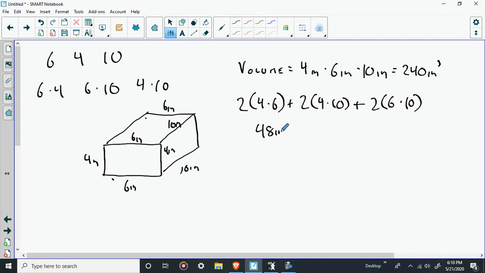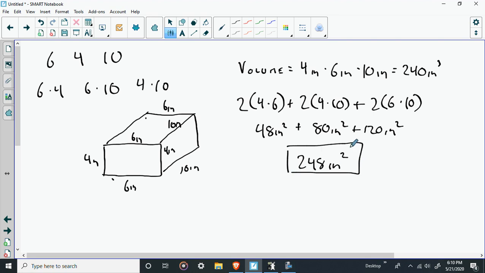Again, that's inches squared. 4 inches times 6 inches is inches squared. This is just a 2. 4 times 10 is 40, times 2 is going to be 80 inches squared. 2 times 6 times 10 will be 120 inches squared, and now we just need to add these together. 80 and 120 is 200, plus 48 is going to be 248 inches squared. So again, surface area in inches squared, volume in inches cubed.